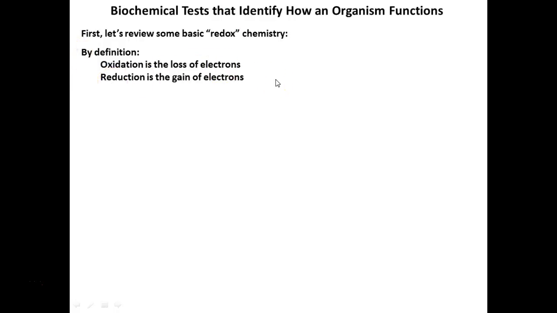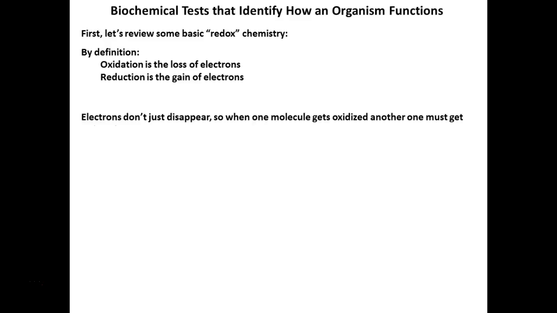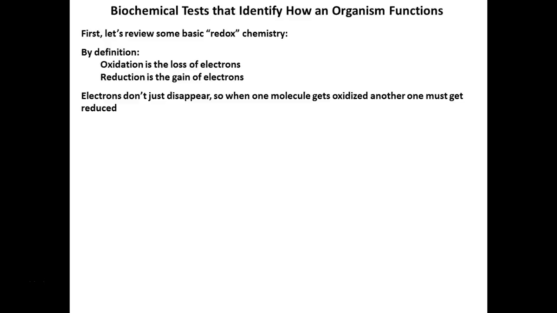Well, if one molecule is losing electrons, another one is gaining it, right? It goes hand in hand, right? So these are redox reactions, reduction and oxidation reactions. And these happen all the time in the cells, right? So the electrons don't disappear, they just go from one place to another.